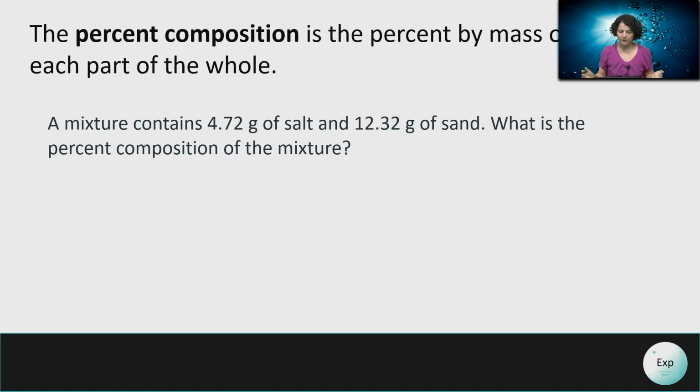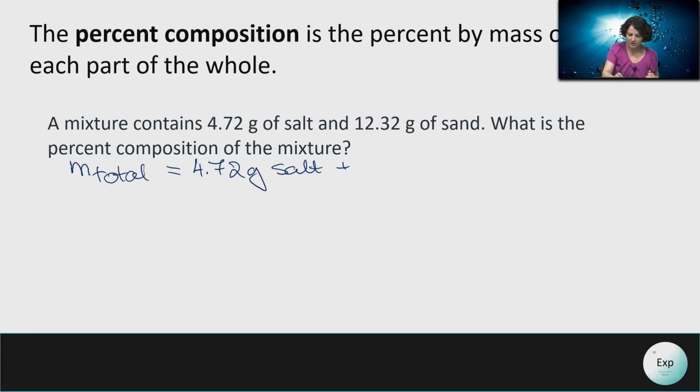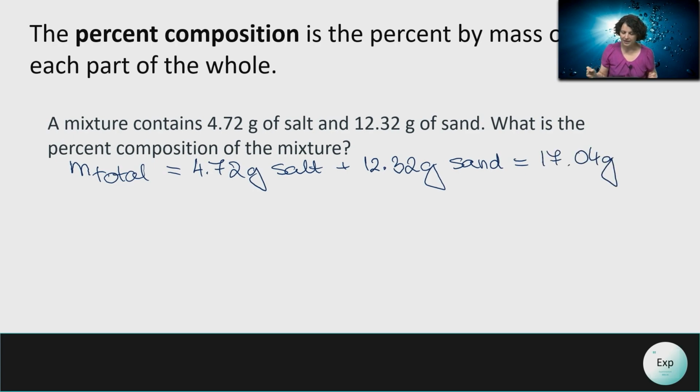To do this, the first thing we have to do is determine the combined mass of our ingredients, or the mass of the whole. So for that, we say mass total, or mass of whole, is 4.72 grams of salt plus 12.32 grams of sand. And the combination of these two, 17.04 grams, is the mass of the mixture.